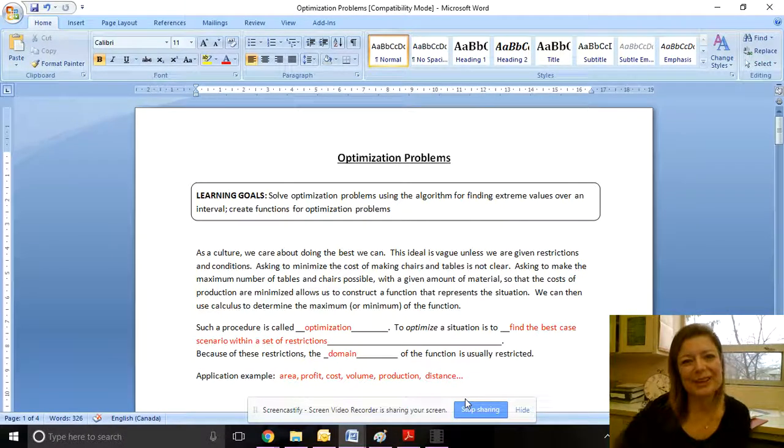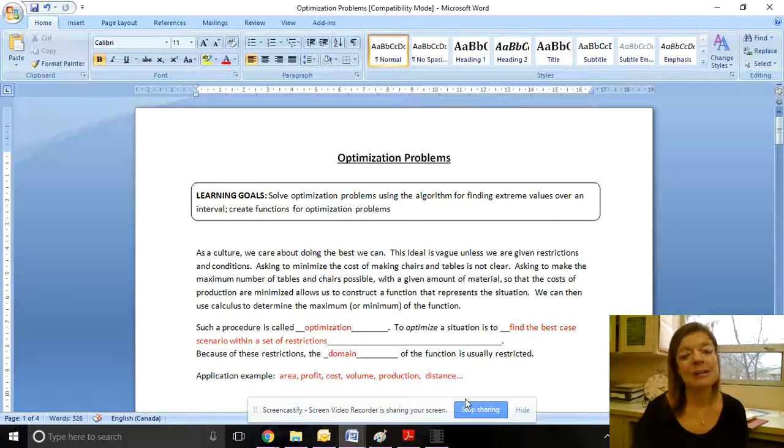Hi guys, here we go, heading into our notes on optimization problems. Everything we've done in calculus and a lot of what we did in functions and almost all of math in high school really is building us up to this. Now we can actually optimize things, look at actual real world problems and use calculus to find the best solution.